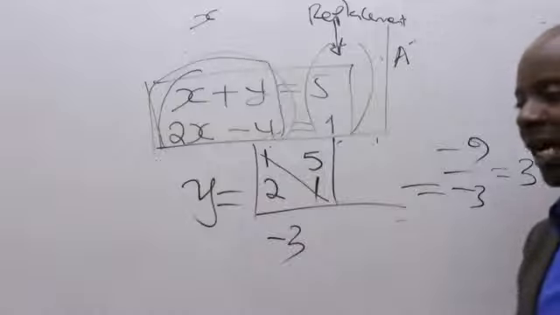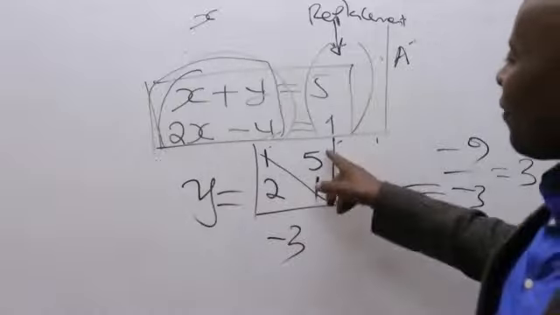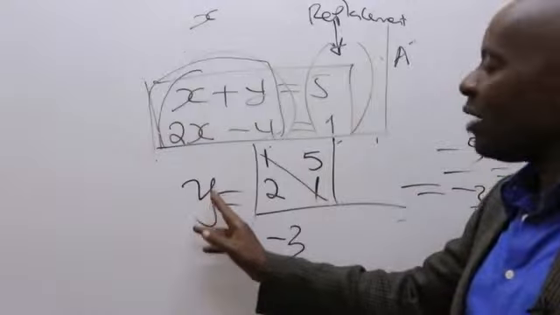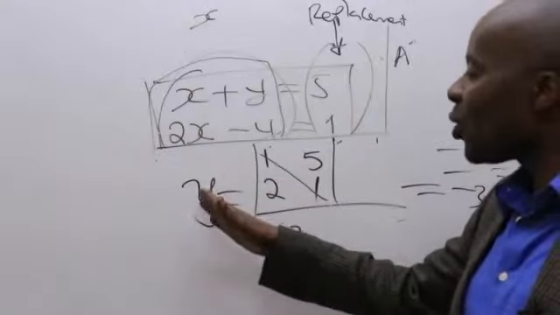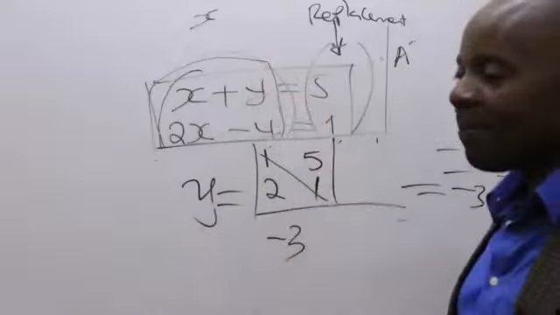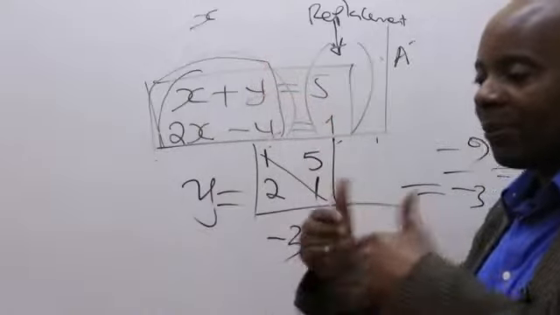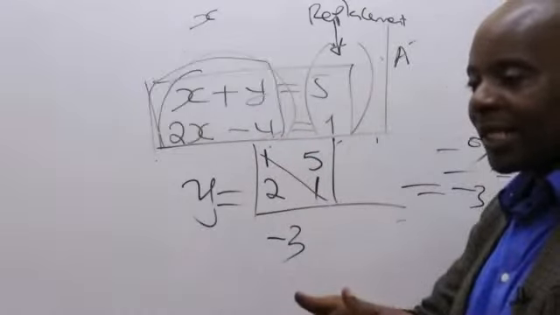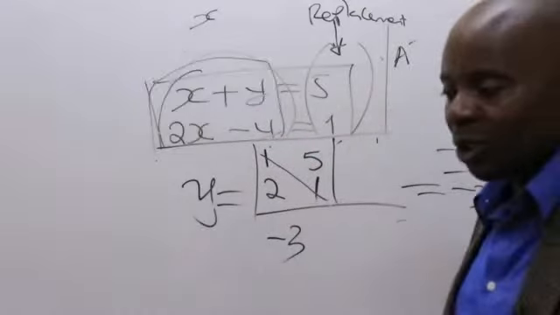Yes, HP asks, why are we having 5 and 1 coming in the second? It's because this time around we want to evaluate y. And when you want to evaluate y, you can see y is the second column. And y is the one that is disappearing, which happens to be in the second column. So you can only replace it at that particular position.